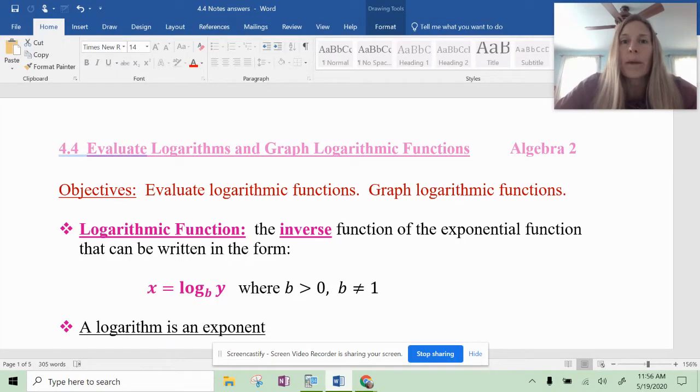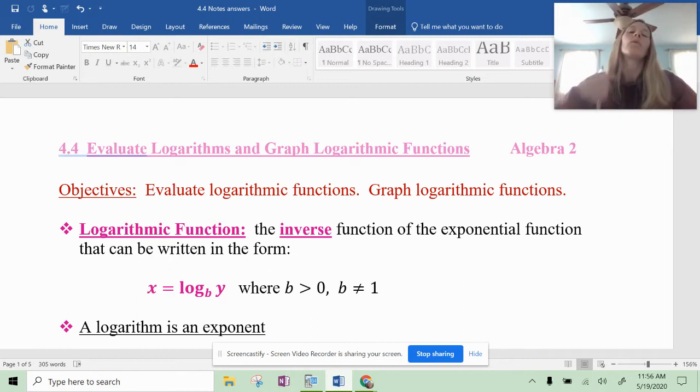and then we'll look at the graphs a little bit. Thankfully, you guys have graphing calculators, so that will be a helpful, useful tool for you when we are doing the graphing portion. Okay, so our objectives here are to evaluate logarithmic functions and then to graph them.